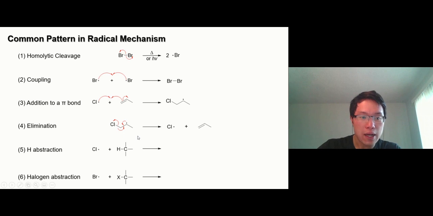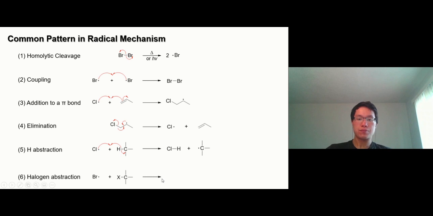Next one is hydrogen abstraction. All right. So this lone pair is going to form a bond with this hydrogen, and to form a bond, of course, you guys know, it takes two electrons. One is going to come from chlorine, the other one is going to come from hydrogen. And there are two electrons here. One is already out with the hydrogen, the other is going to stay on the carbon, like that.